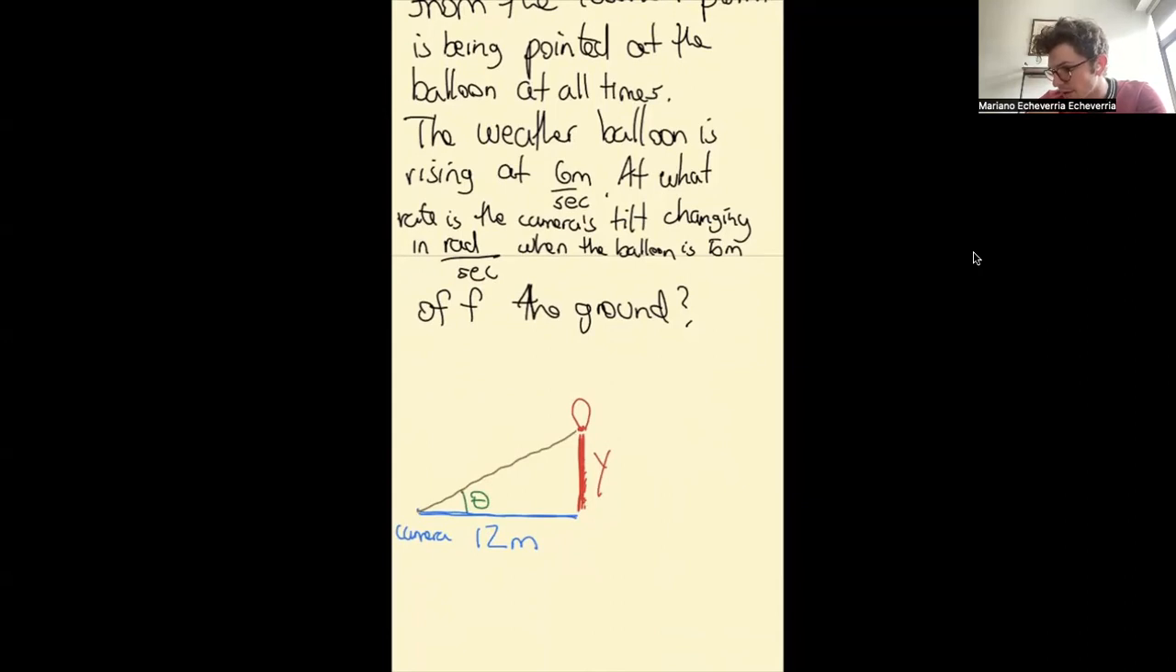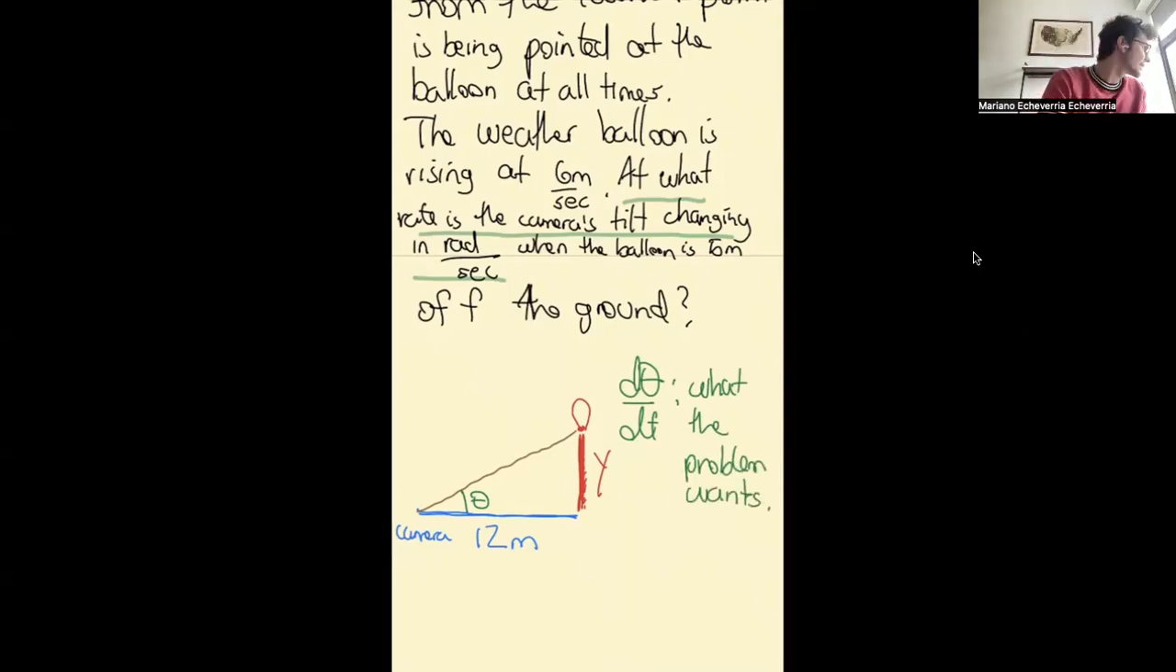And so let's interpret this question. It says, at what rate is the camera tilt changing? So the tilt has to do with the angle, right? So what the problem is asking for is d theta dt. So d theta dt is what the problem wants. Just noticing that is an important thing. So understanding what the problem is asking for is important. So is that making sense with everyone?